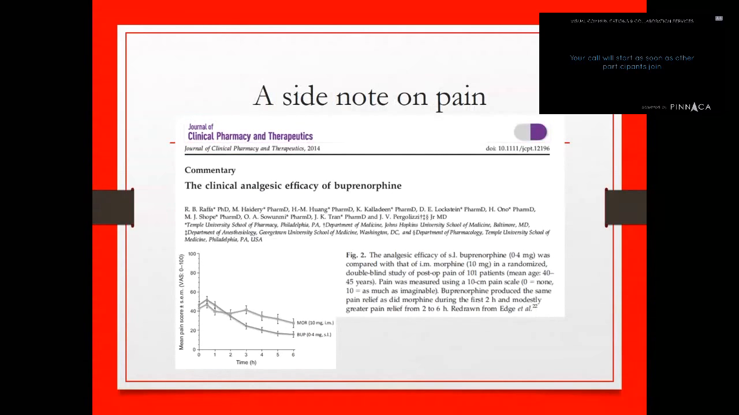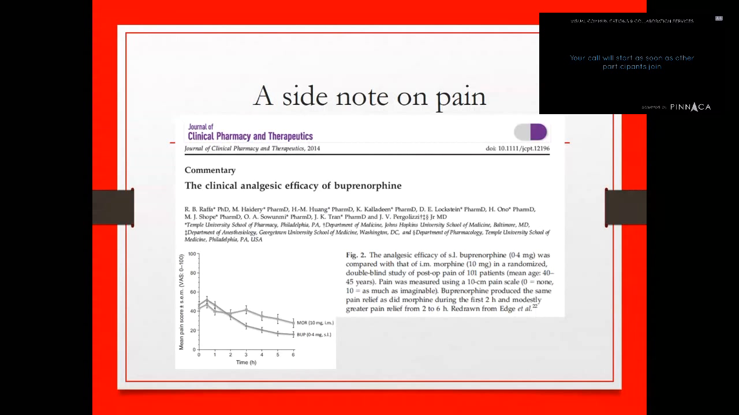So I want to spend a little bit of time talking about buprenorphine for pain. Not because I'm a pain expert. My colleagues up at Kernan Hospital here in University of Maryland are local pain specialists, but I just do want to point out that buprenorphine, contrary to a lot of the lore that is available in the medical literature and also online, is actually a potent analgesic.